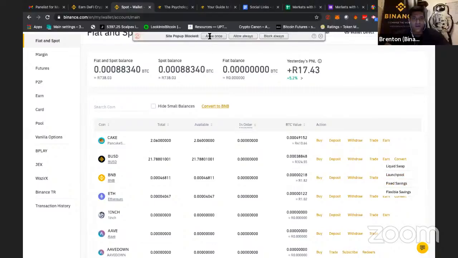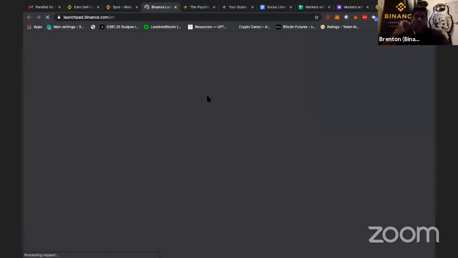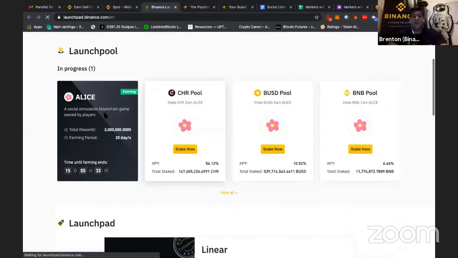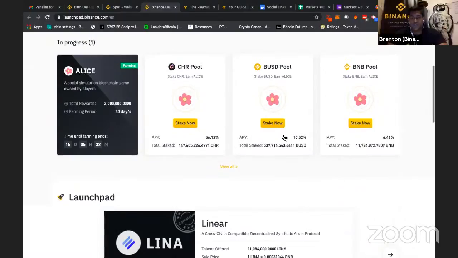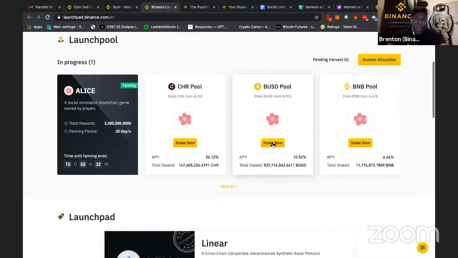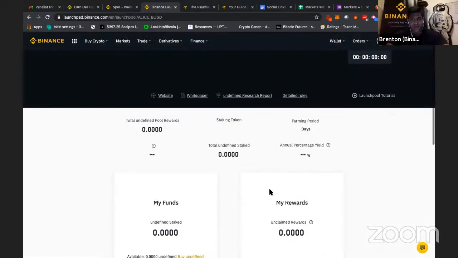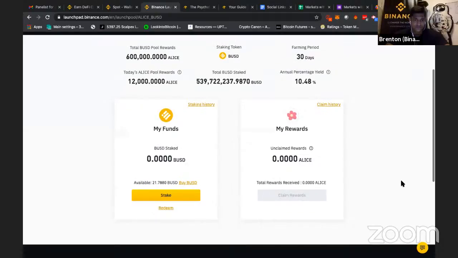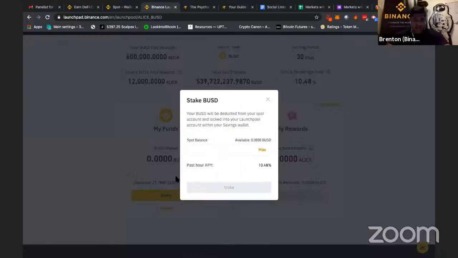Let's say I'm a little bit of a risky type and I wanted to use my dollars. So now you have the benefit of holding dollars instead of rands, and you're also earning some very high potential products. So maybe you don't want to earn dollars, you want to earn some of these products. So I literally just bought $21. I can stake it and earn 10.5% a year in this new Alice token. So there's the dollars I just bought a couple seconds ago. I now click stake, click max.